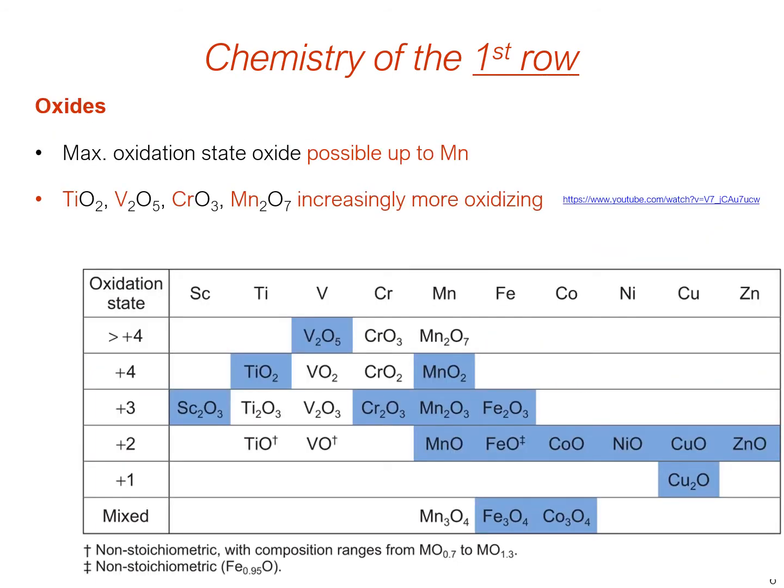Now, when we were looking at the s block and the p block, we looked at the oxides and the halides of each of them. So let's take a couple of slides to do that here with the d block, the transition metals. We've already seen that from scandium to manganese, the maximum oxidation state is possible, and this is possible with oxides as well. So we've got Sc2O3, TiO2, so titania, and here we've got the +4 oxidation state, +5, +6, +7. And these oxides are increasingly more oxidizing. So an oxide with a higher oxidation state is more oxidizing than one with a lower one.